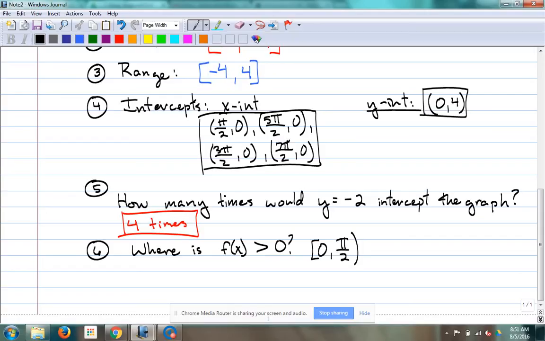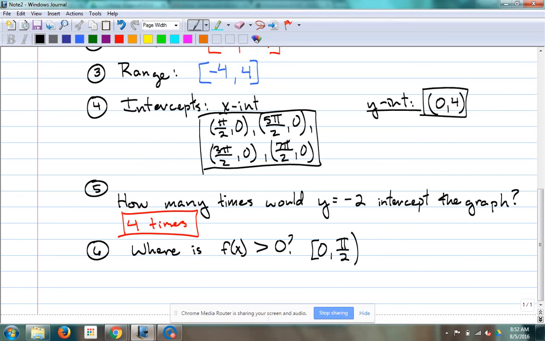Is 0 positive? It's not positive or negative, right? So it goes right up to that place. Just to the left of pi over 2, it's still positive. But once you get to pi over 2, you're at 0. You're not positive anymore. You're in between. So that's why it's a parenthesis, because the y value there is 0. Our inequality doesn't say equal to 0. It says greater than 0. So that's important. I think you guys kind of knew that, you were just scared to say it.